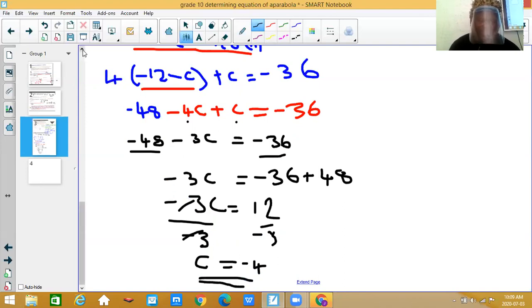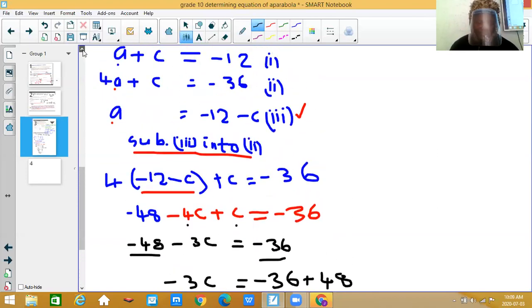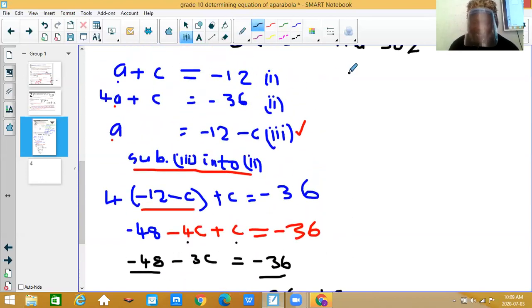How can we best find the value of A? You remember, we have got C is equal to negative 4. Where do we substitute this C to find the value of A? In equation 1. We substitute into equation 3. If you substitute in equation 1, there is no problem. You will also have this trouble of making A the subject of the formula.